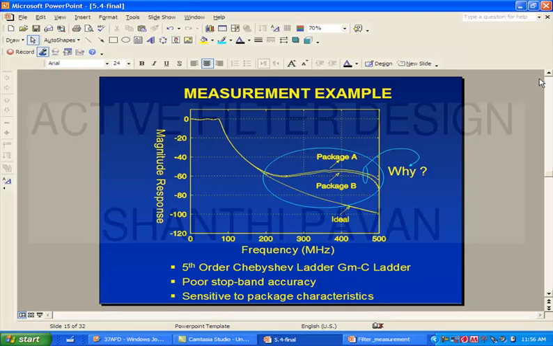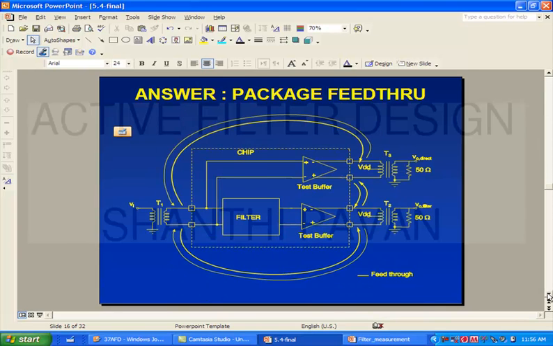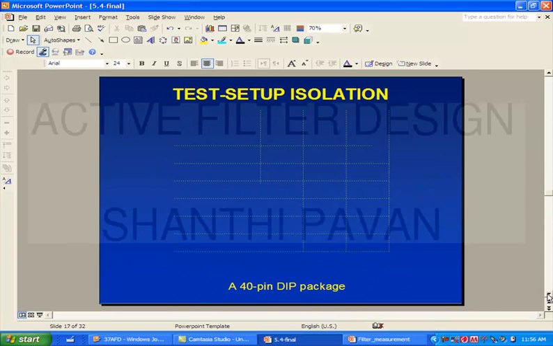Okay. Now it also makes sense that when you change the package, the response changes, right? If the filter was truly at fault, then if the package changes, nothing should change, right? You should see the same response in both cases. Does it make sense? Okay. So what do you think you can do to fix the problem? So okay, let's do some analysis and see what the real problem is.